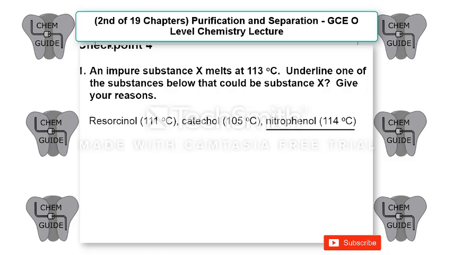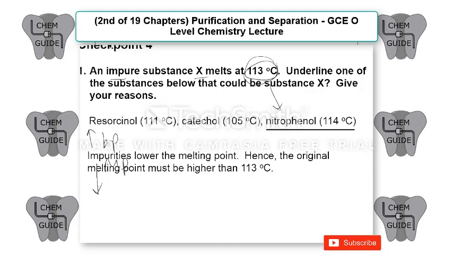So now I have 3 different substances here, and I know that this impure substance melts at 113. What could be the substance X? So based on the theory, melting point becomes lower, boiling point becomes higher. If it is impure, the melting point is lower, which means that originally the temperature must be above 113, so it must be nitrophenol.